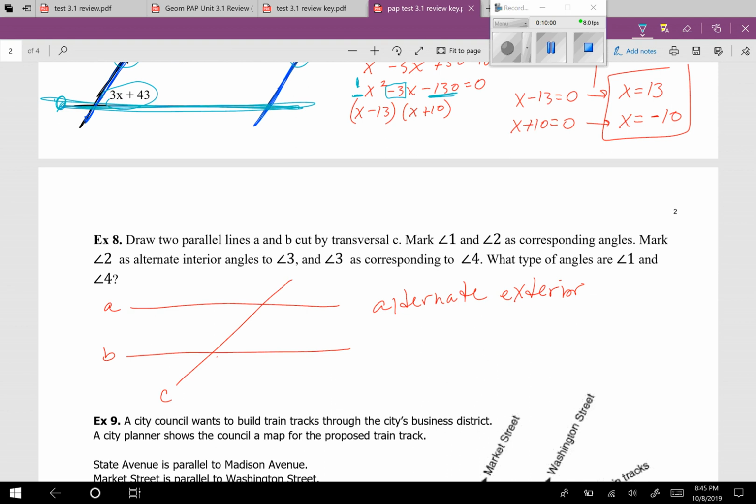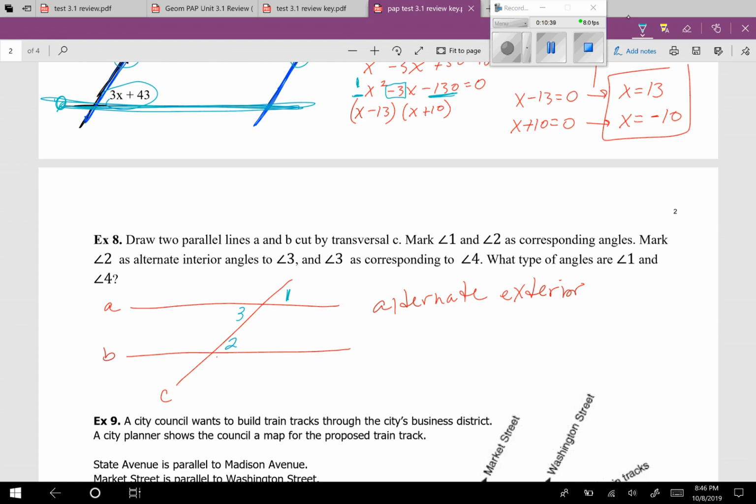All right, question 8. It says draw two parallel lines A and B cut by transversal C. Okay, so there's A and B, transversal C. It says mark angle 1 and angle 2 as corresponding angles. Okay, and it doesn't matter where you put angle 1, just as long as you match angle 2 as a corresponding angle. So here is angle 1. Angle 2's got to be the corresponding angle. So there's angle 2. And then it says mark angle 2 as an alternate interior angle to angle 3. So there's 2, so its alternate interior has got to be right here, angle 3.